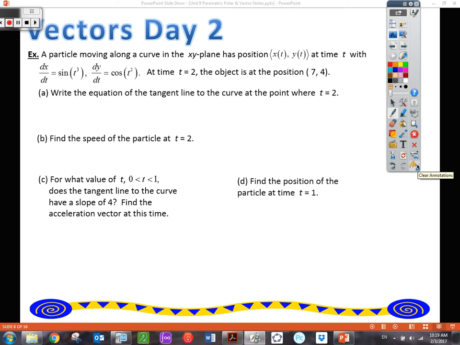Part C says, for what value of t between 0 and 1 does the tangent line to the curve have a slope of 4? Find the acceleration vector at this time.